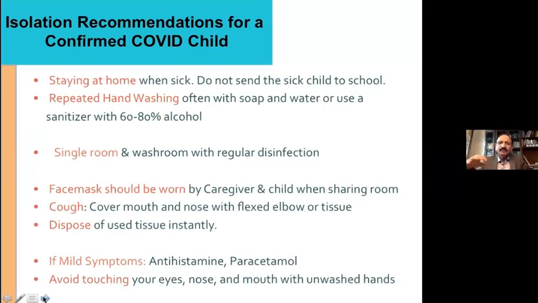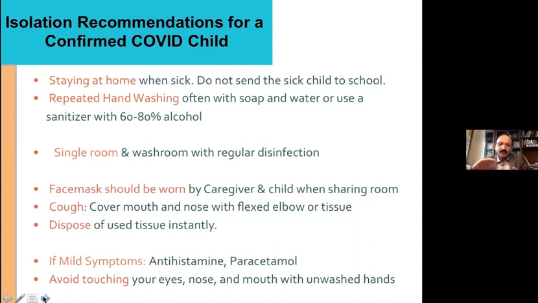What are the isolation recommendations if you get a child who is COVID positive but is not very sick? Stay at home when sick, and don't send these children to school. Repeated hand washing with soap and water. We all know you can use sanitizer as well, but in the pediatric age group, we would prefer that children wash their hands. Single room and washroom: of course it's not practical in every house, but wherever it is practical, it must be done if you have a child at home who is COVID positive.